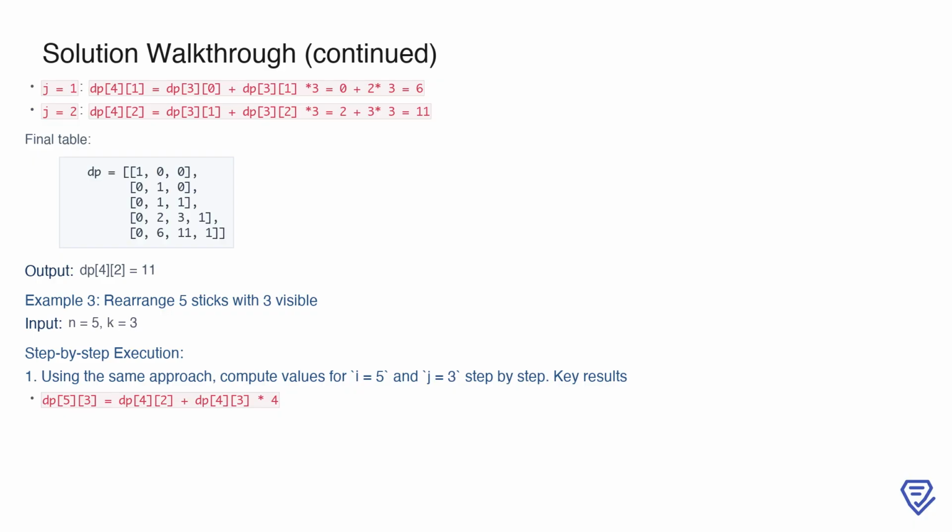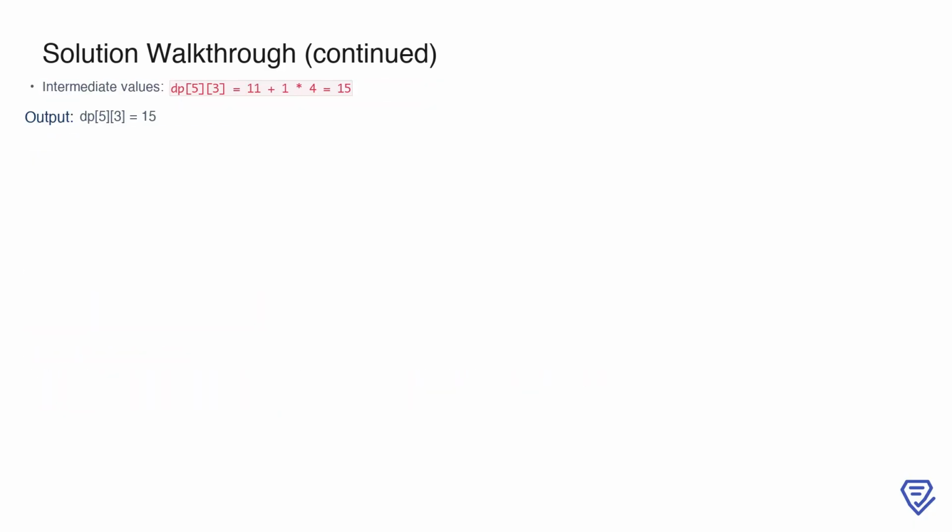The final dp table for this example looks like this: 1, 0, 0, 0, 1, 0, 0, 1, 1, 0, 2, 3, 1, 0, 6, 11, 1. The result is found at dp[4][2], which equals 11. Finally, we consider the case of 5 sticks with 3 visible.